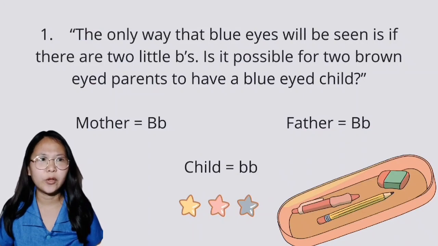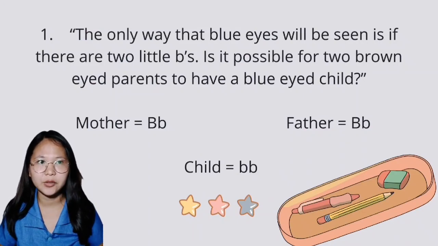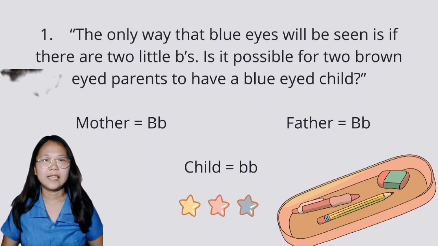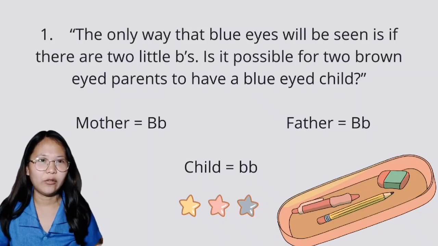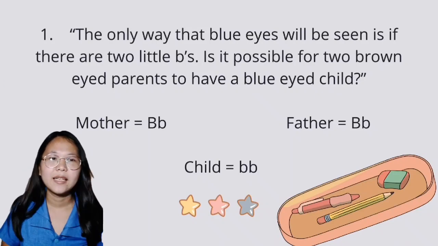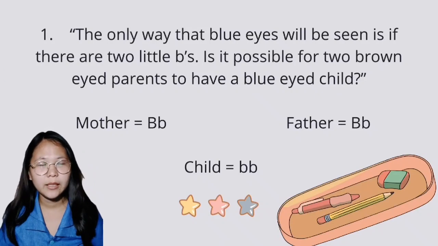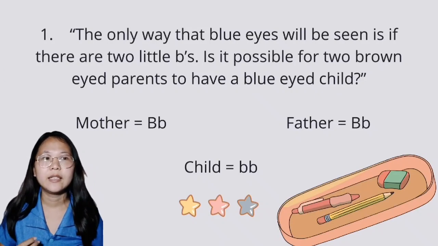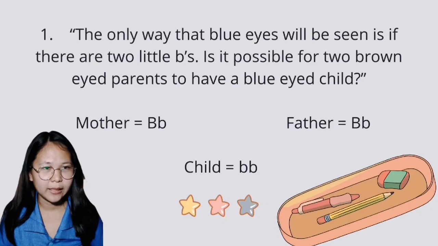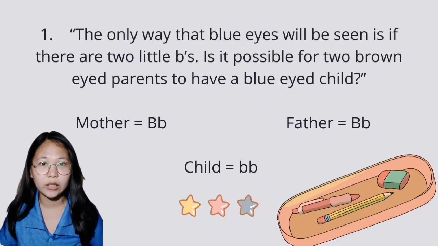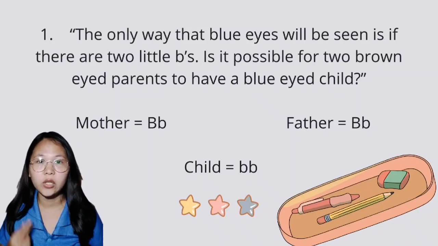Is it possible for two brown-eyed parents to have a blue-eyed child? Let's solve. The mother is capital B and small b, while the father is capital B and small b, and the child is equal to two small b's.